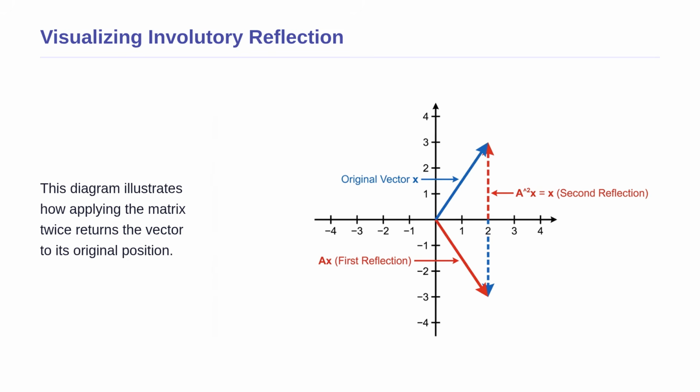Now, follow the dashed red arrow. When the exact same matrix A is applied a second time, it flips the red vector right back to the original blue position. This perfectly visualizes why A squared equals the identity matrix. The double operation leaves the starting point completely unchanged.